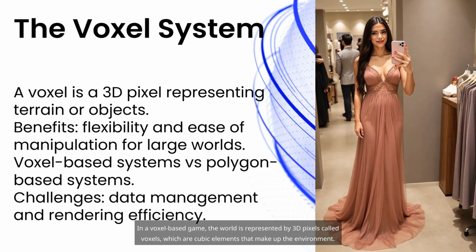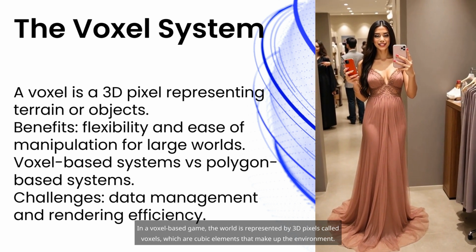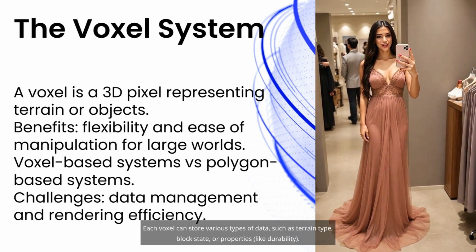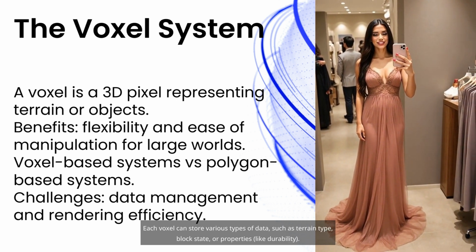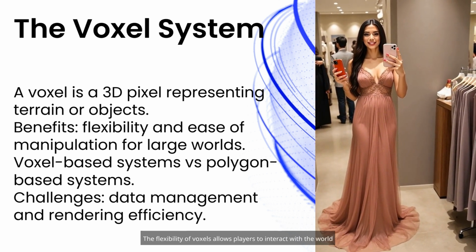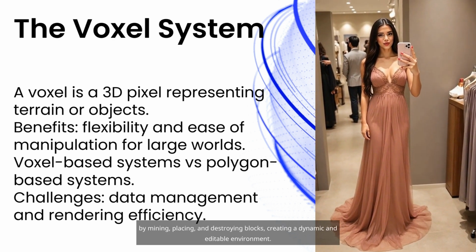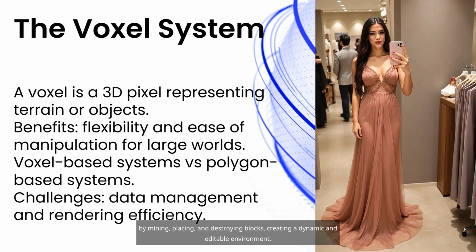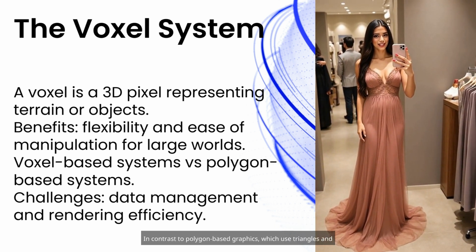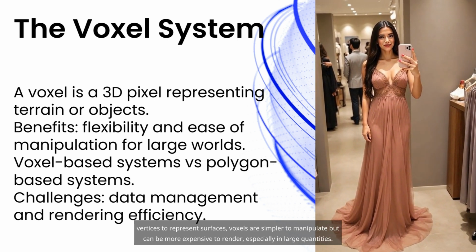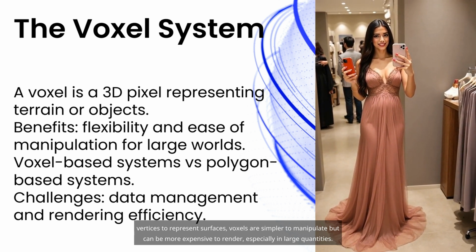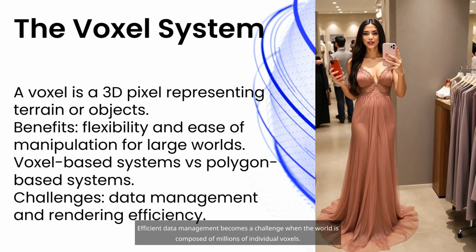In a voxel-based game, the world is represented by 3D pixels called voxels, which are cubic elements that make up the environment. Each voxel can store various types of data, such as terrain type, block state, or properties, like durability. The flexibility of voxels allows players to interact with the world by mining, placing, and destroying blocks, creating a dynamic and editable environment. In contrast to polygon-based graphics, which use triangles and vertices to represent surfaces, voxels are simpler to manipulate but can be more expensive to render, especially in large quantities.